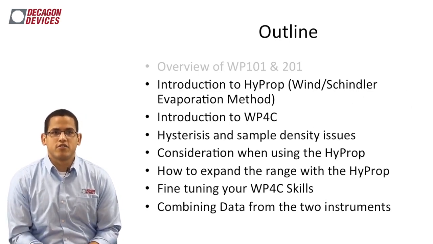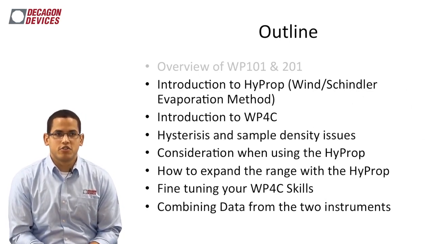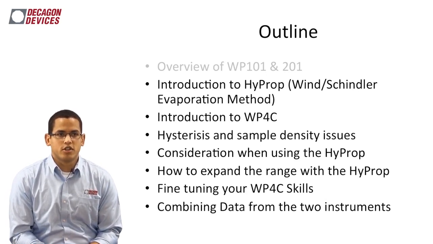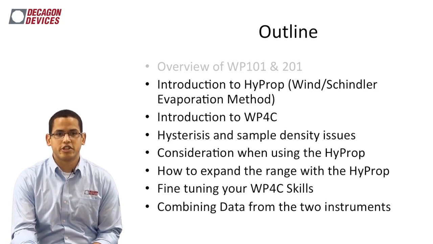So here's a brief outline of the rest of the presentation. We just did an overview of some of the topics discussed in Water Potential 101 and 201. We'll go into an introduction to the HYPROP method, or the Schindler evaporation method, for measuring water potential, an introduction to the WP4C, and talk about some issues with hysteresis and sample density. We'll go over some special considerations when using the HYPROP, how to expand the range with the HYPROP, how to fine-tune your WP4C skills, and then combine data from the two instruments to create the full moisture characteristic curve.